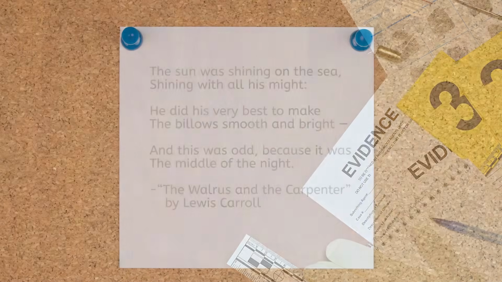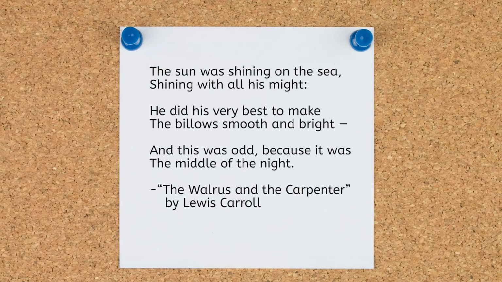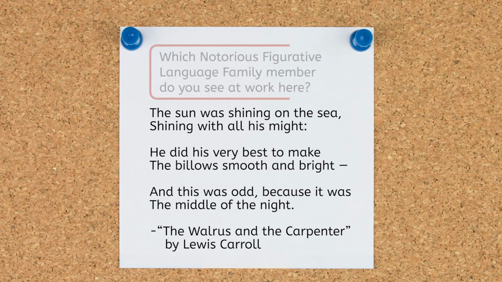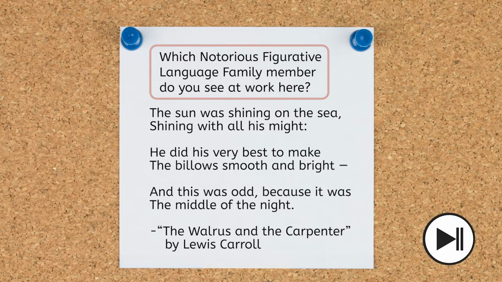Let's look at another poem, The Walrus and the Carpenter by Lewis Carroll. The sun was shining on the sea, shining with all his might. He did his very best to make the billows smooth and bright. And this was odd, because it was the middle of the night. Which notorious figurative language family member do you see at work here? Pause the video and underline the figurative language in your PDF.